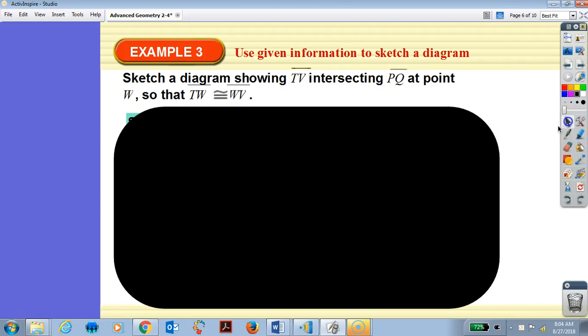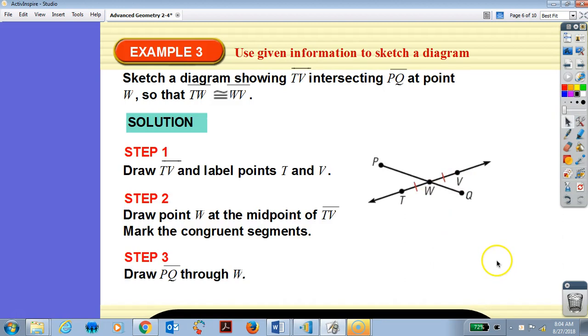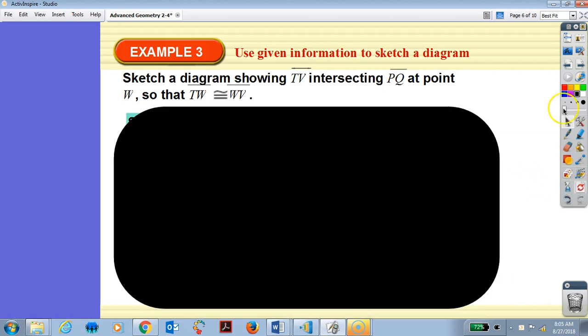Let's see how the textbook drew it. See, it's a little bit different, and that's fine. But these two segments are equal. This is a line segment, this is a line, and these two segments are equal. That's what needs to be in your diagram.